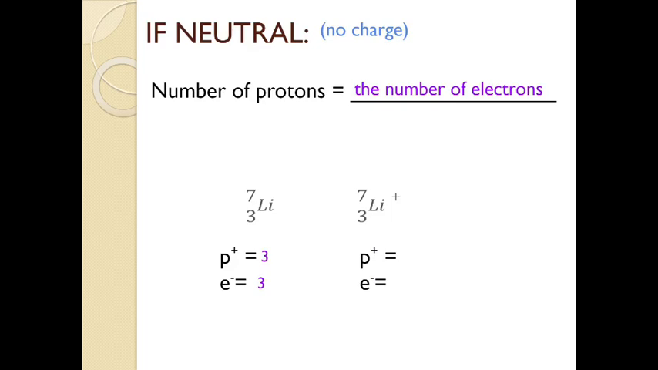What's different and special when we have a charge isn't the number of protons. We still have to have 3 protons here because our atomic number for this lithium is still 3. But if we have a positive charge, meaning we have more positive protons than negative electrons, that actually means we have 1 fewer electron. So that would be 2 electrons. Don't worry about those ions, those charges too much. We're going to come back and spend a whole day on that later on.